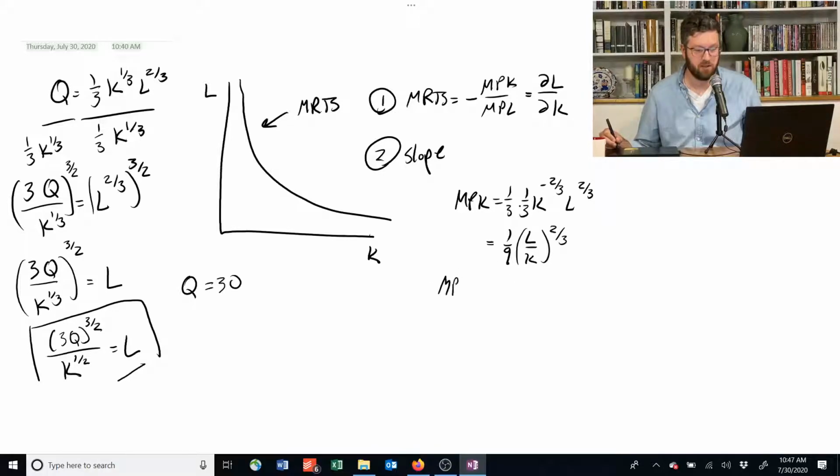Now we find MPL. It's going to look almost the same but flipped. We're going to take 1/3 and multiply by the exponent on the L, which is 2/3.